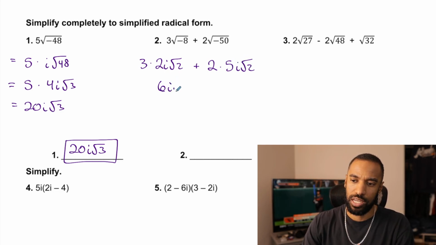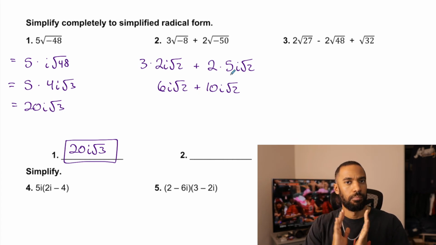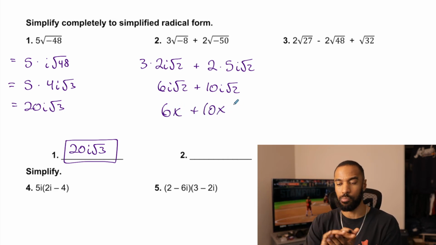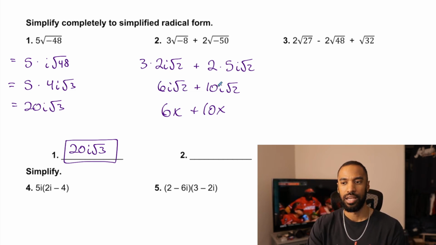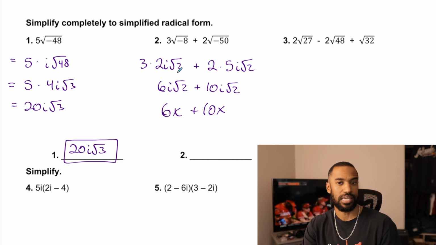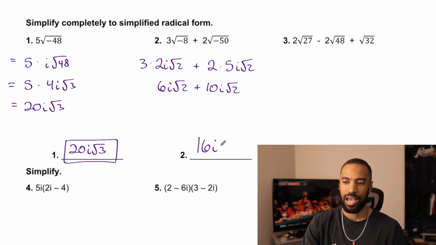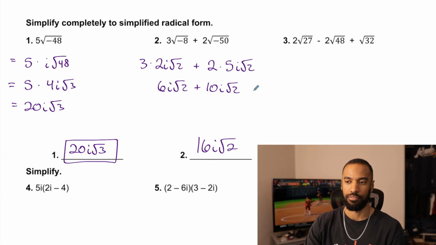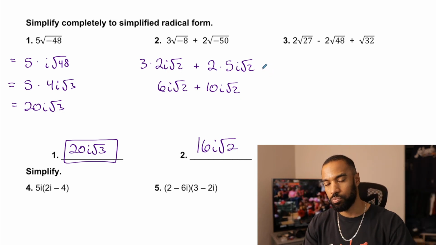3 times 2 is 6, so 6i root 2, plus 2 times 5 is 10, 10i root 2. Notice how both of these share an i root 2 multiple. This is almost like 6x plus 10x. It's how many i root 2s we're adding. We're adding 6 i root 2s here and 10 i root 2s here. Total, that's 16 i root 2s, kind of like 16x. So 6i root 2 plus 10i root 2 is 16i root 2. And we can add them as long as they are like terms, as long as they share the same thing. If this was an i root 3, no, they couldn't combine. You would just keep them separate. But they're both i root 2s, and we're good.